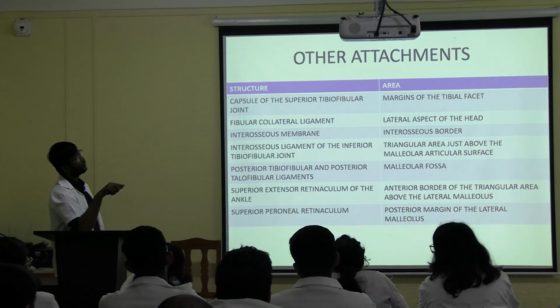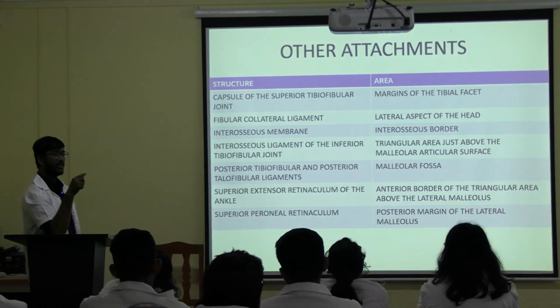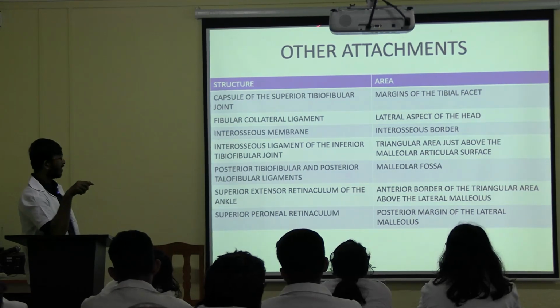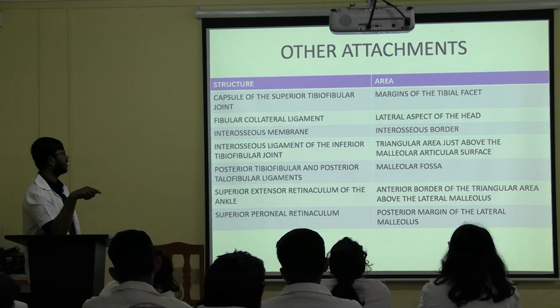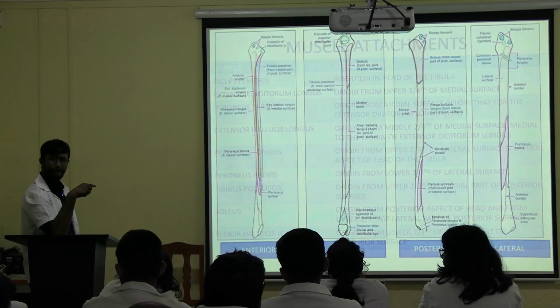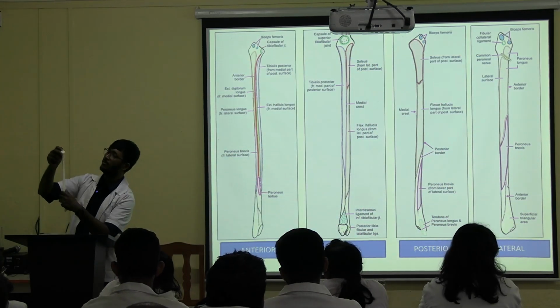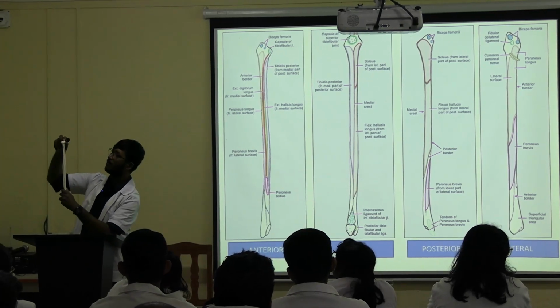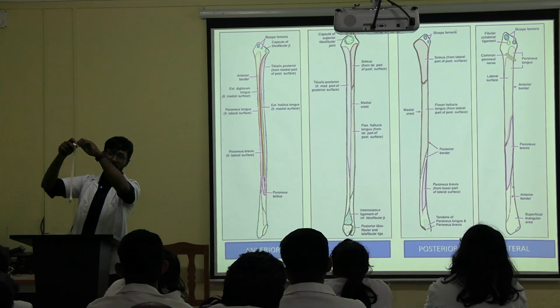This is the capsule of the superior tibiofibular joint. That is the point where the tibia and the fibula make the joint. There is a capsule which marks that margin of the tibial facet. Here you will find the styloid process, and here is the facet for the tibia. So the tibia will attach here.